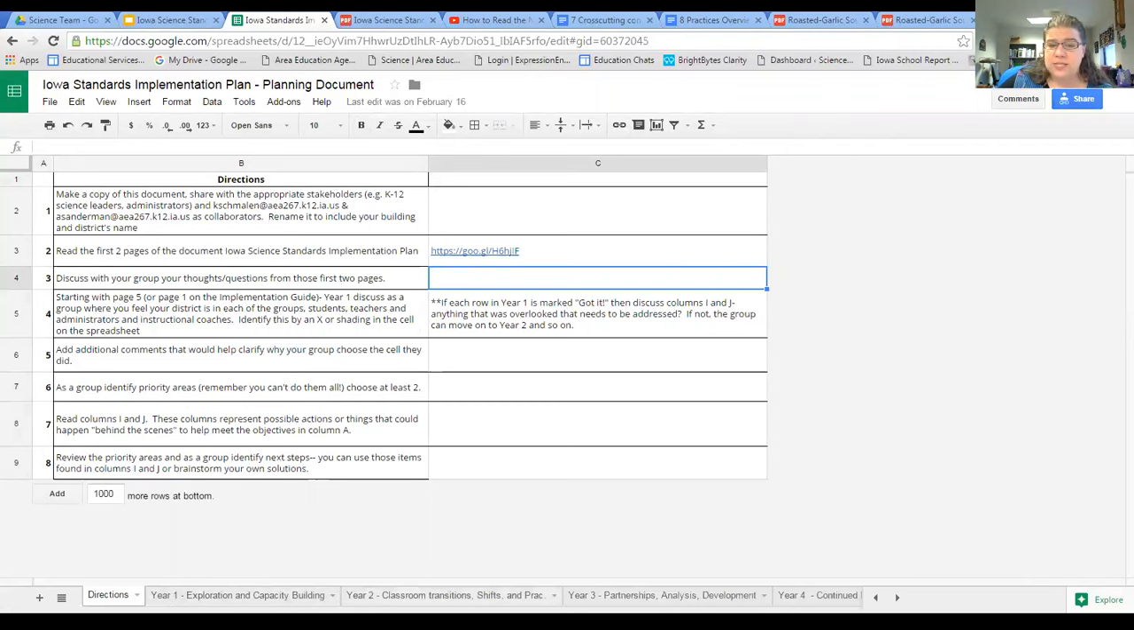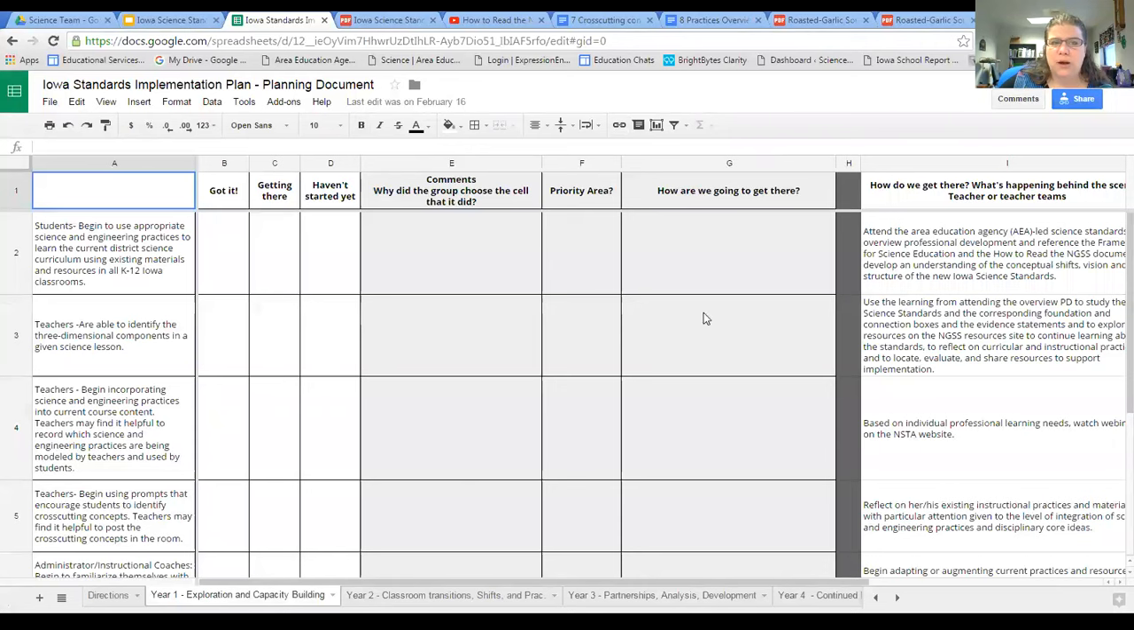If you notice, across the bottom are the four year tabs. So if we click on year 1, this gives me that same information that was in the state plan. However, we've put it more into a checklist form so teachers can really analyze where they are at. So they can think about, do we have it? Are we there? Are we getting there? Or have we not started yet?